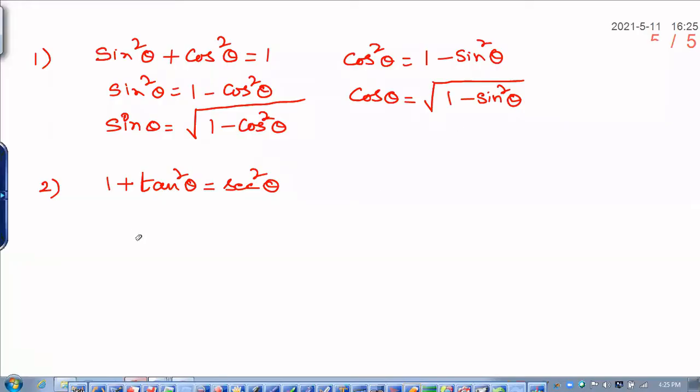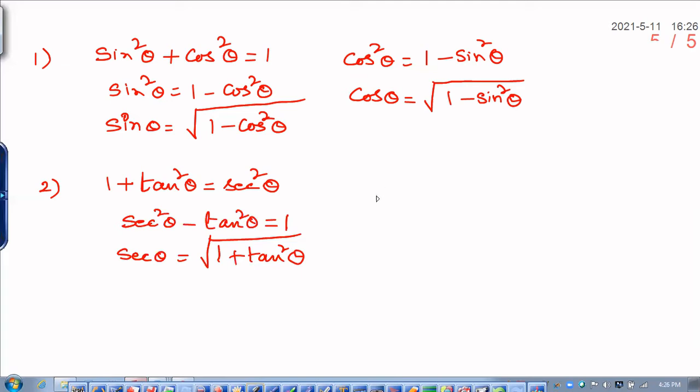When we take the second identity, 1 plus tan square theta is equal to secant square theta, further we can write this as secant square theta minus tan square theta is equal to 1. Also, we can write this in terms of secant theta as secant theta is equal to under root of 1 plus tan square theta.